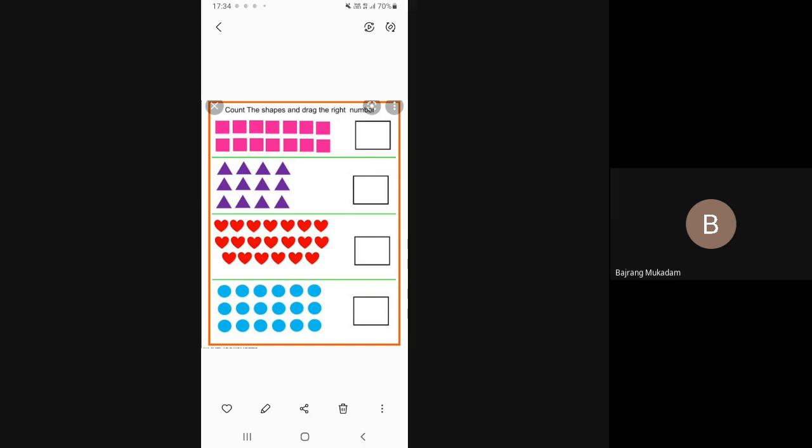Next. Just a second. After Naksh, Sanvi Patil, can you count these purple triangles? 1, 2, 3, 4, 5, 6, 7, 8, 9, 10, 11, 12. How many triangles? 12. Yes, 12.